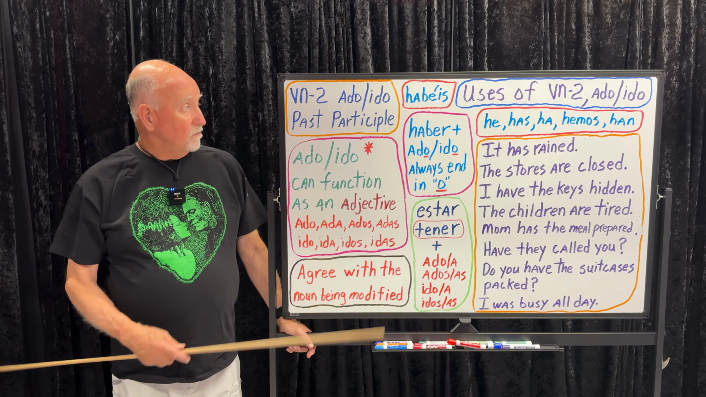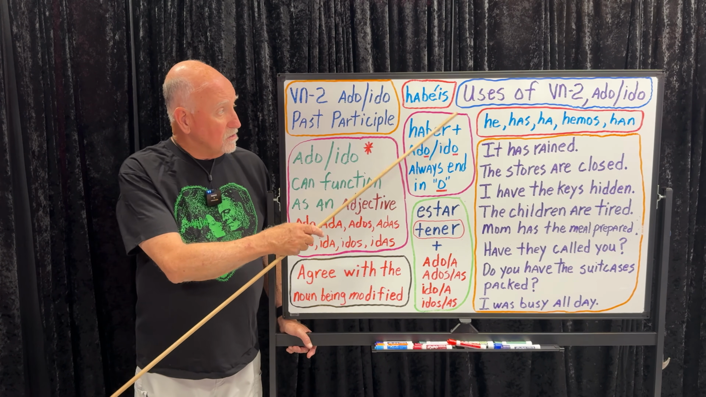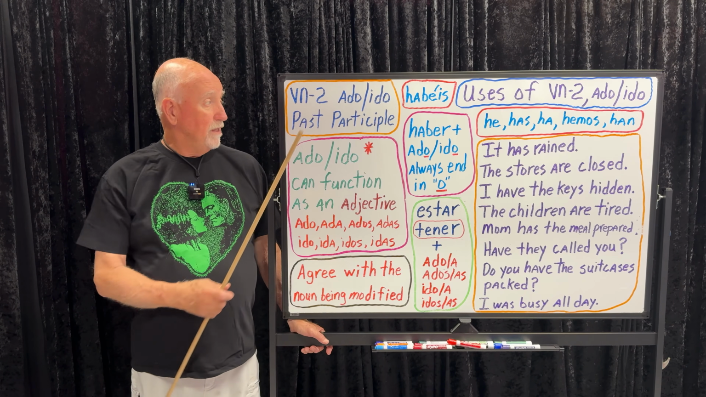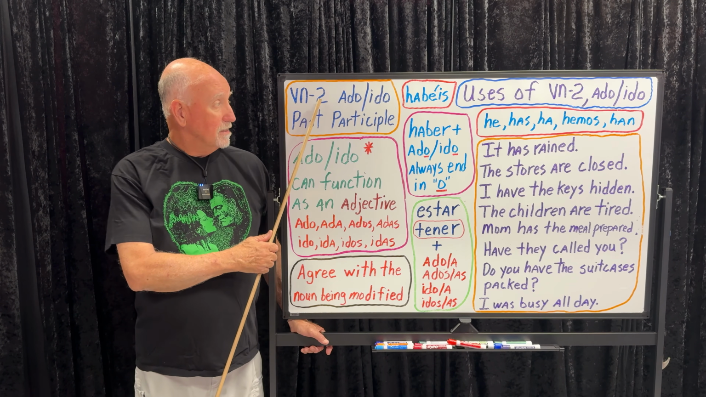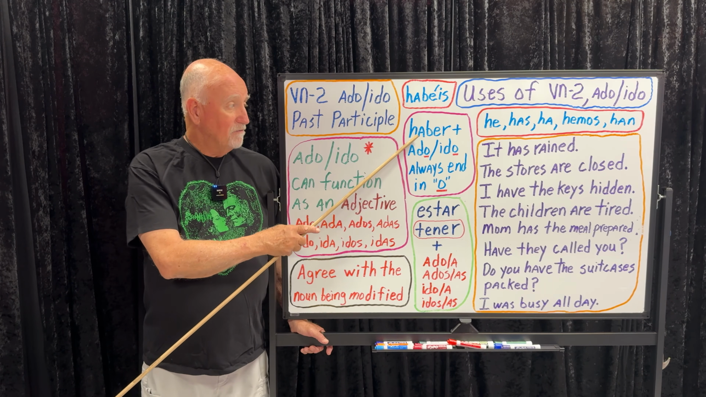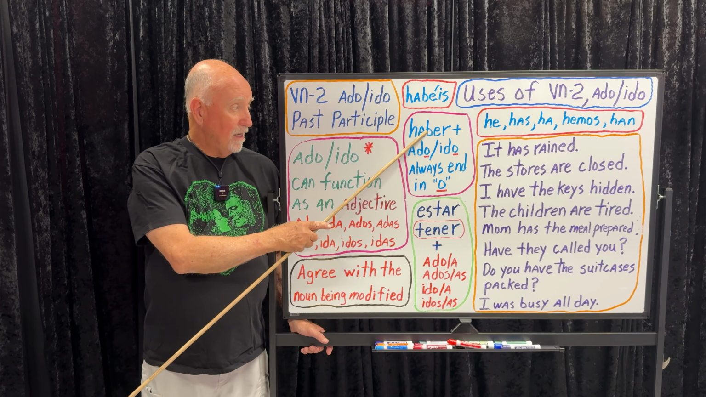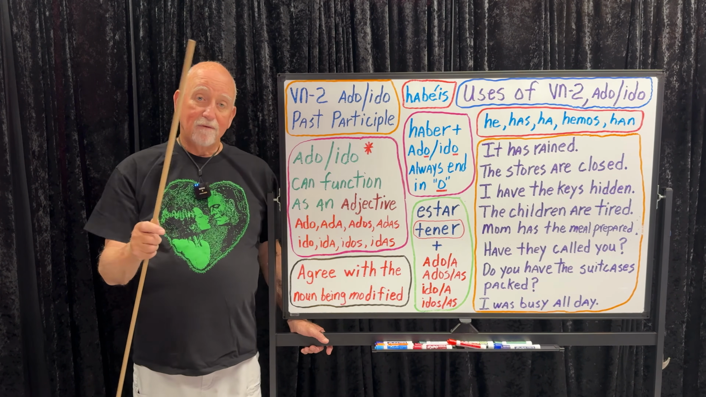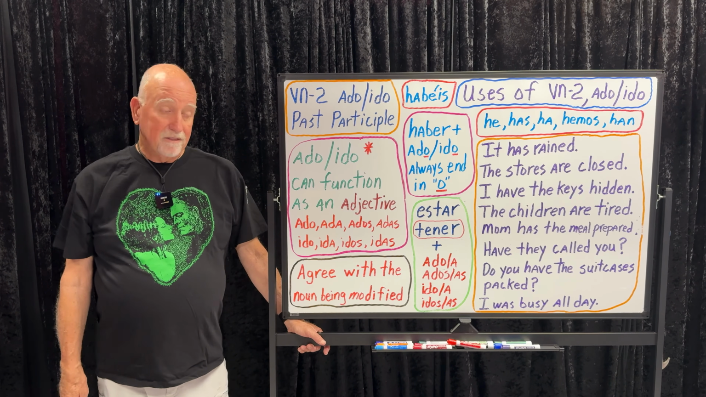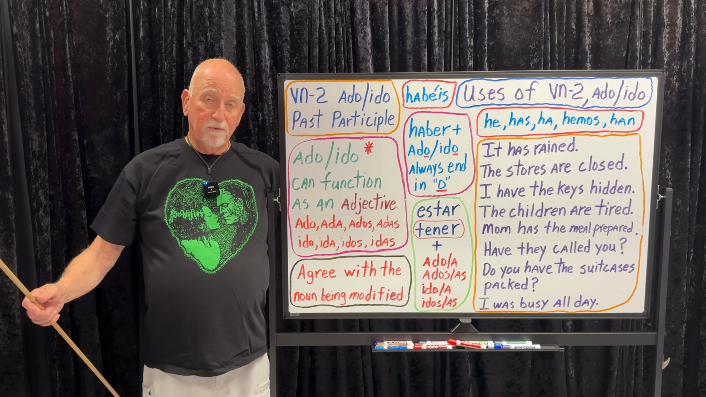Okay, so these are the uses of the past participle, verb number 2, and again, we are going to look at an exception where tener plus ado, ido can be a sneaky way of conveying the same idea with haber plus ado, ido. But that will be in the next lesson, and we will explain that to you at that time.